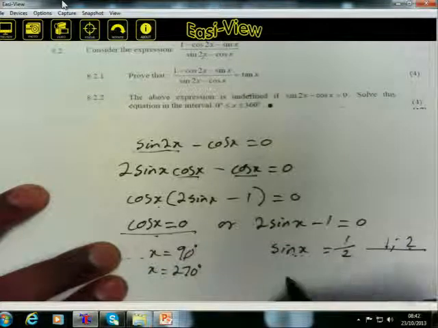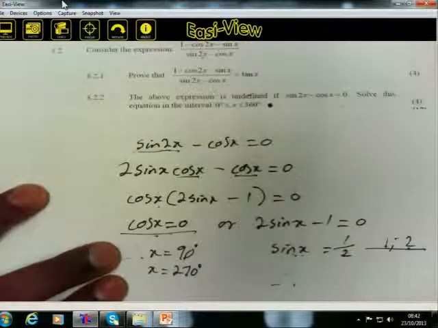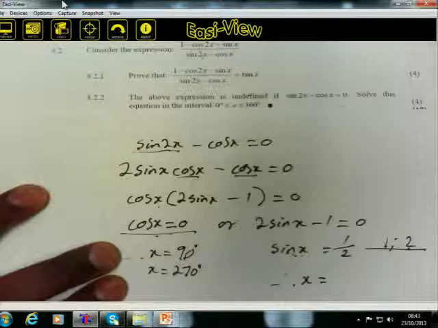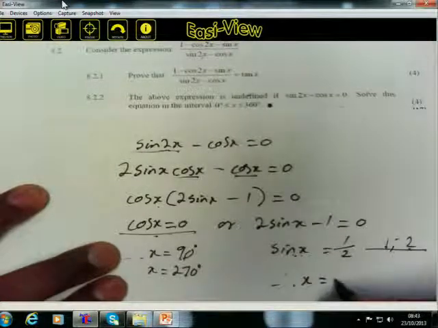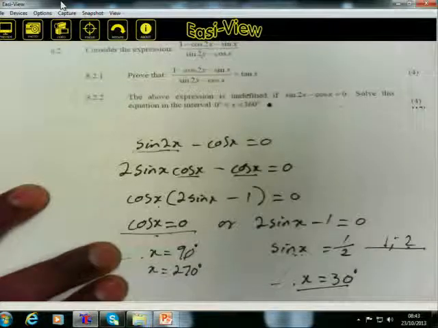Therefore, let's check. In the first quadrant, sine x equals 1 over 2. Can you determine the value of x for me? In the first quadrant? Do not use a calculator, please. Use those right-angled triangles. Therefore, x equals 30 degrees. Correct. That is an angle in the first quadrant.